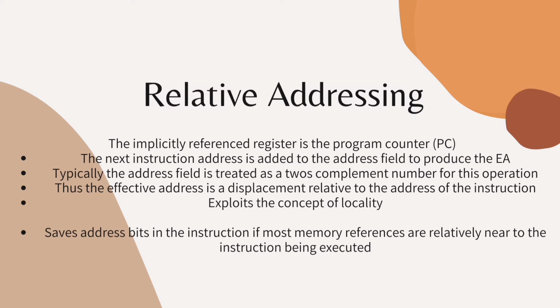Relative addressing: the implicit reference register is the program counter (PC). The next instruction address is added to the address field to produce the EA. Typically, the address field is treated as a 2's complement number for this operation. Thus, the effective address is a displacement relative to the address of the instruction. It exploits the concept of locality, saving address bits in the instruction if most memory references are relatively near to the instruction being executed.